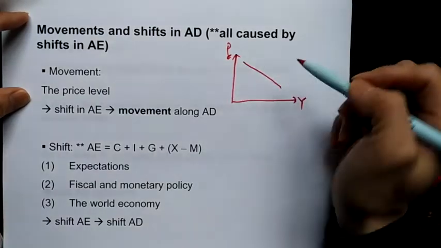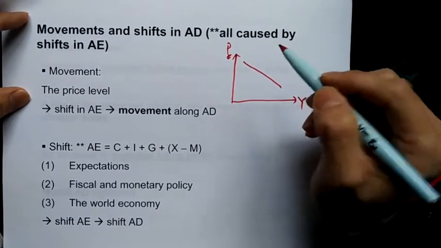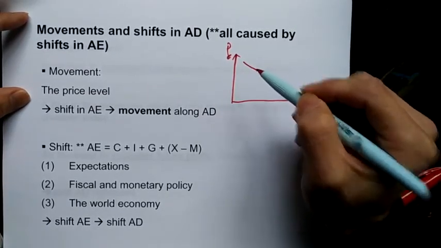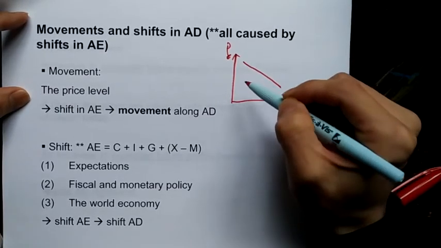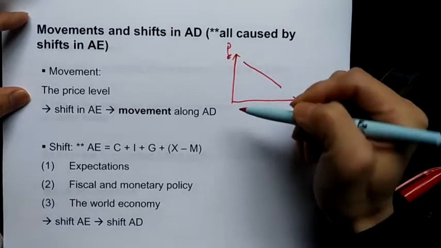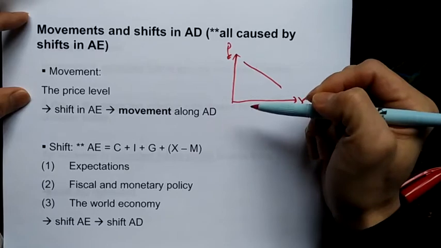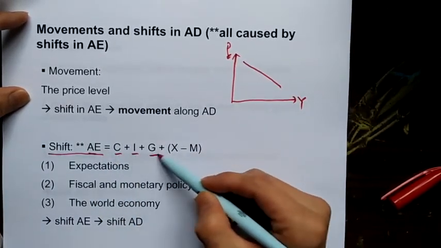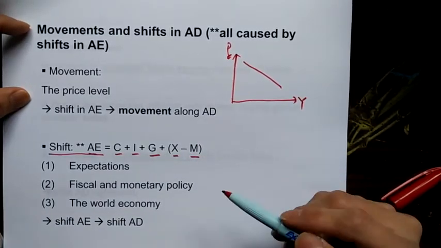Then what causes a shift? The answer is anything else that changes the demander's behavior. Then what is the aggregate demander's behavior? The answer is aggregate expenditure. Therefore, anything that changes aggregate expenditure, C, I, G, X, M, will cause a shift.